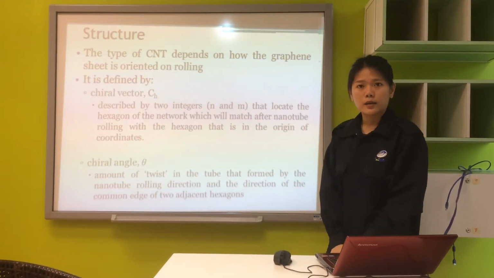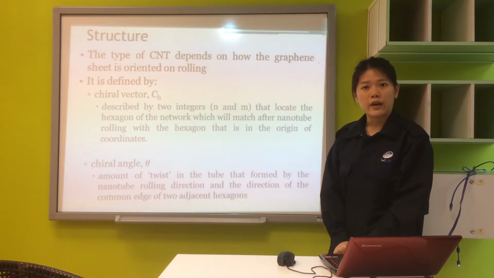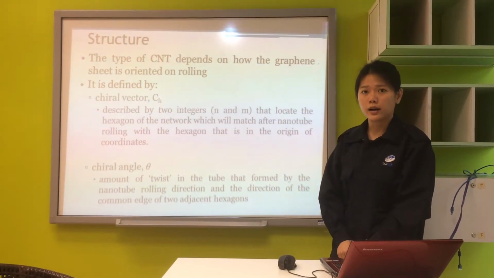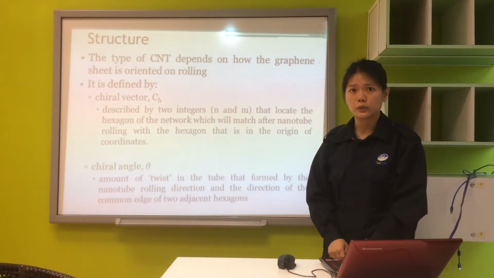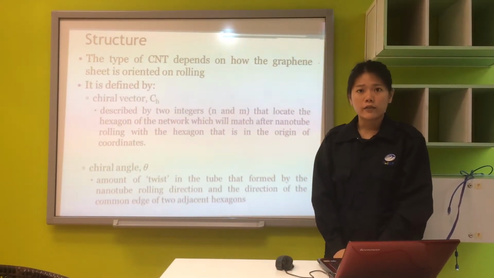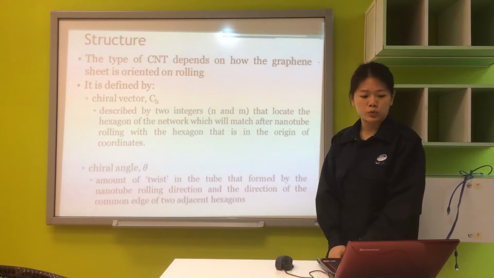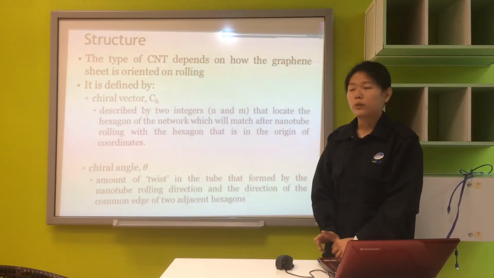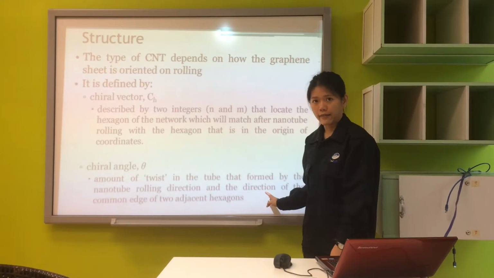The atomic arrangement on the carbon nanotube surface will have its own unique properties, so the structure is usually related to the properties of the carbon nanotubes. The structure of a carbon nanotube is described by two parameters, which are the chiral vector and the chiral angle.